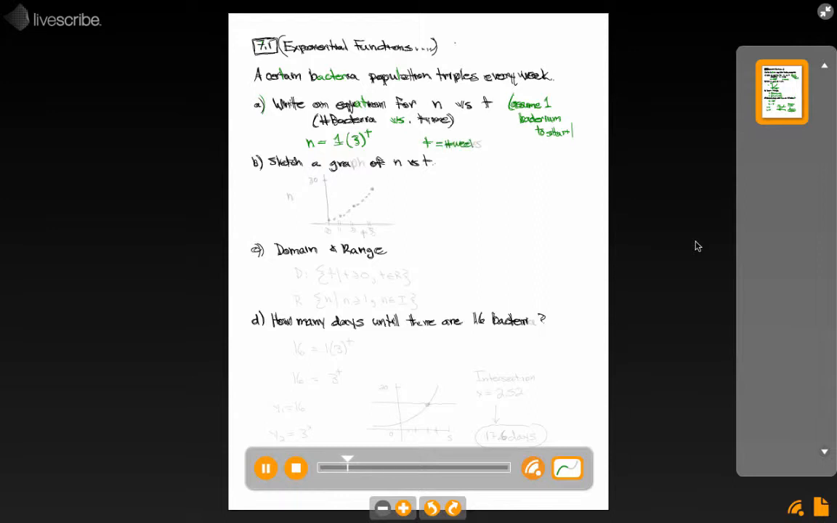If we're not sure our equation works, try some numbers. After 0 weeks, we have 1 bacterium. After 1 week, we have 3. After 2 weeks, we have 9. So it's tripling every week.